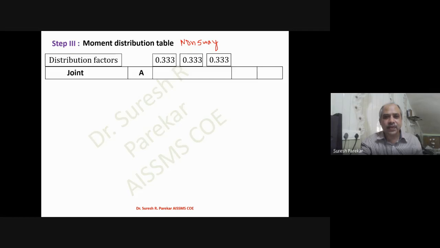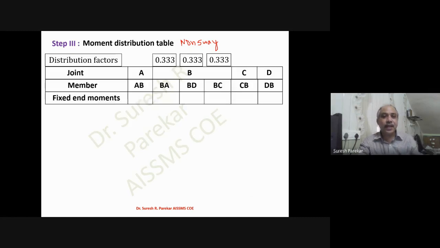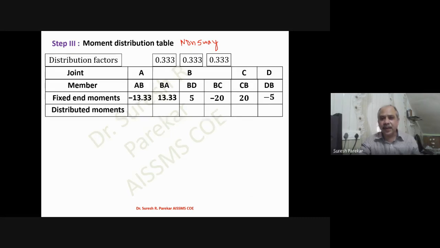So we have joints A, B, C, D. The members are: for joint A, AB; for joint B, BA, then BD, then BC; for joint C, CB; and for D, DB. Now for the fixed end moments, we have already calculated these values and substituted them here. Keep in mind BD is plus and DB is minus. Otherwise, in most cases, the first value is minus and the second is plus, but we have to see the loading very carefully. Then we go to the distributed moment.